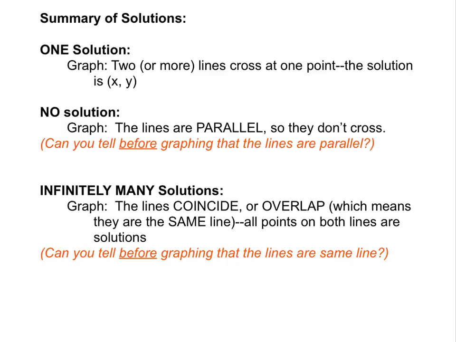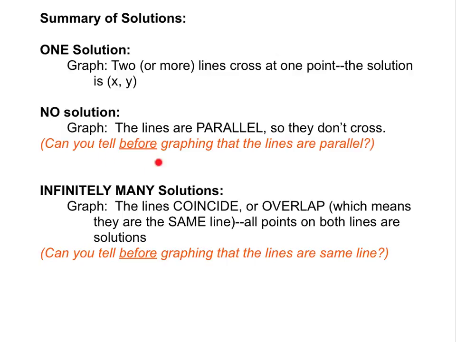Please take a minute to record this quick summary of solutions when you're graphing. For one solution on a graph, you will actually see the two lines cross at exactly one point. So your job is to finalize the problem by reporting the x and y values, or the coordinate for the intersection of the two lines. If there's no solution, remember that the lines are parallel, so they won't cross.